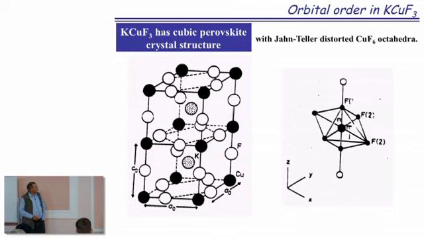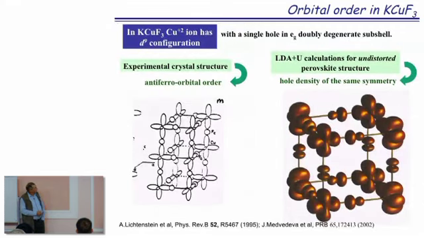Potassium copper fluorine 3, that is Jahn-Teller distorted perovskite. Jahn-Teller distortion is pretty interesting. It is alternatively distorted in A and B direction in plane. So that is orbital order for hole. We have D8, D9 configuration, which means one hole in the shell. That is orbital order, which was derived from experimental data.